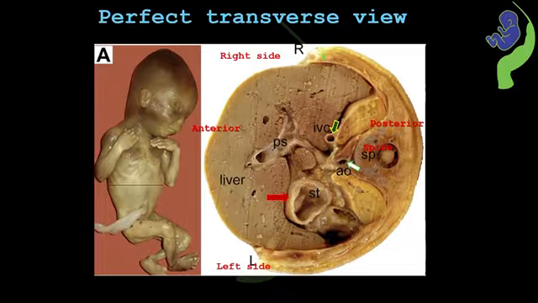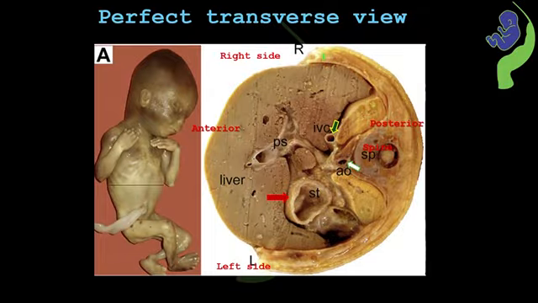Now let us begin with the ideal transverse view of the fetal abdomen. This plane is important for two reasons. It serves as our primary landmark for orienting the venous system, and it is the section that we are already familiar with, as it is the standard plane used for measuring the abdominal circumference.